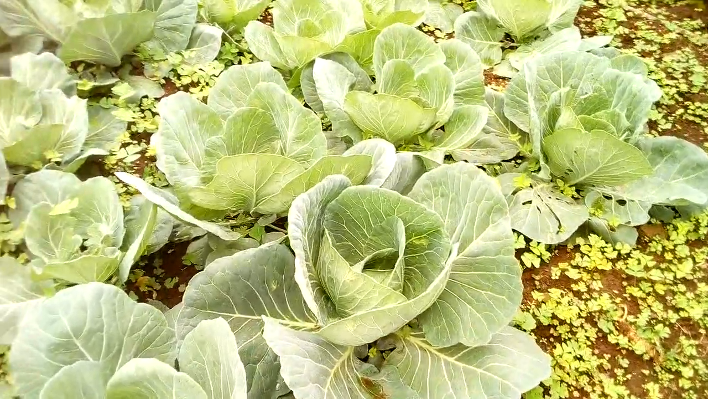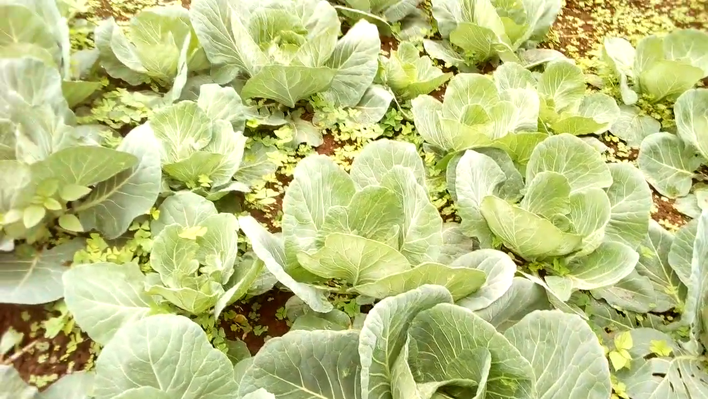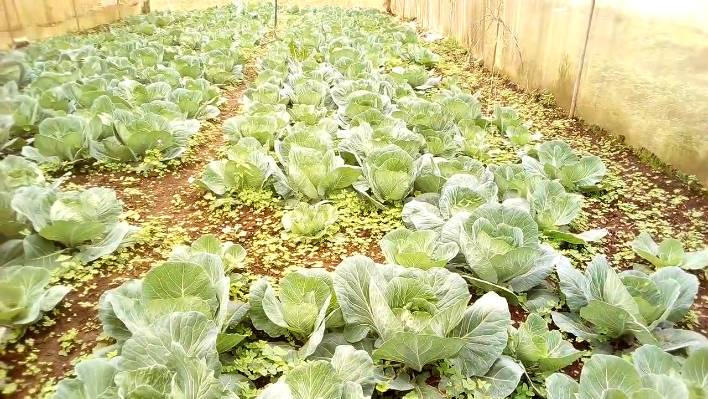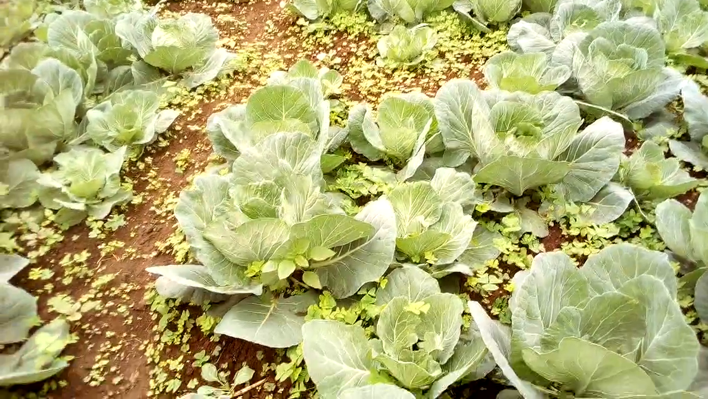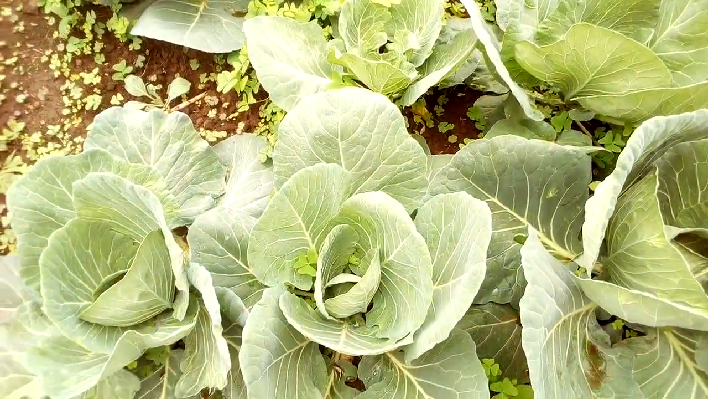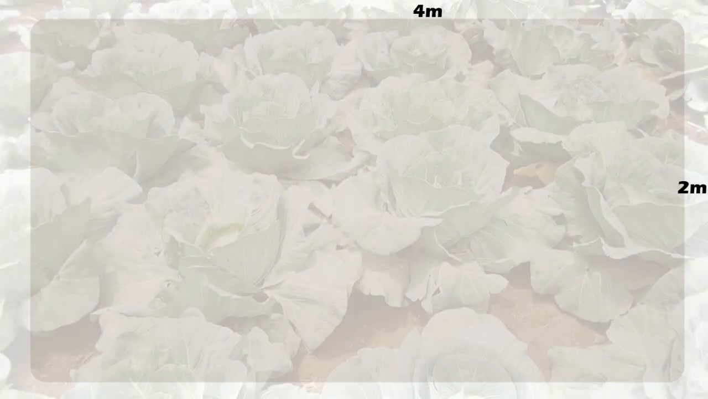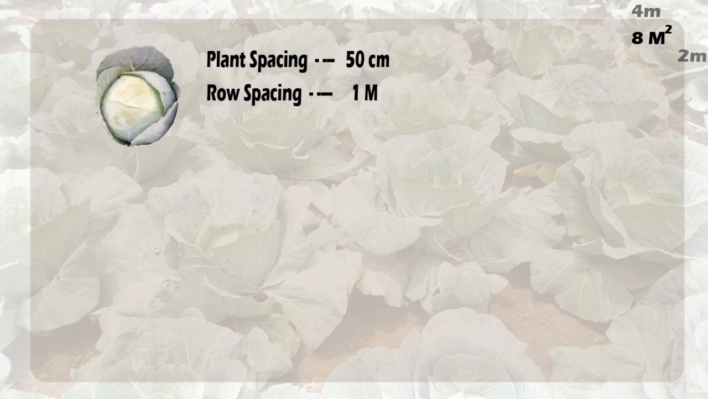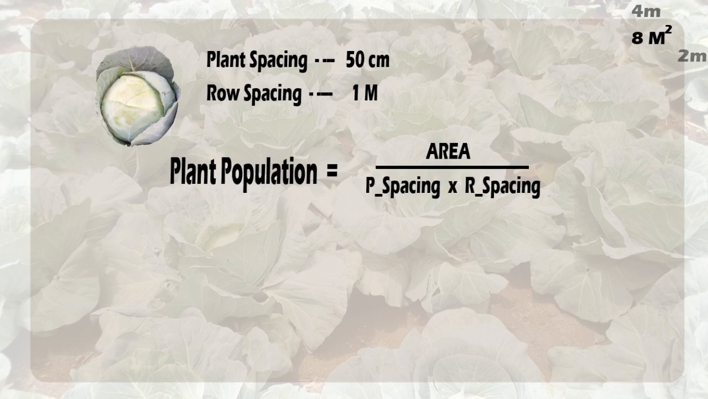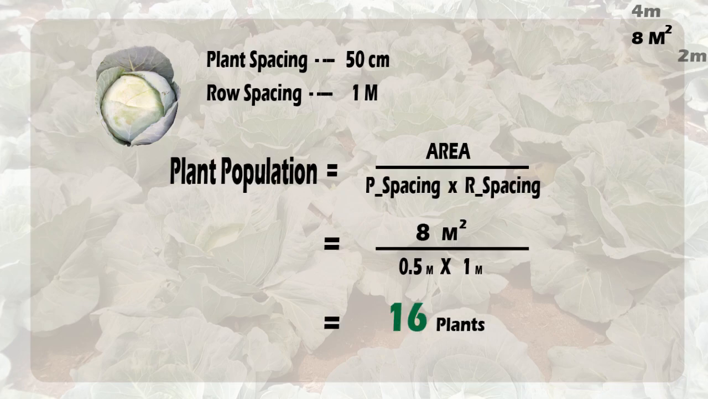Another example, which I hope will be more intuitive. I want to plant cabbage in a small plot of 4 by 2 meters. That's 8 meters square. I plan to use 50 centimeters within the plants and 1 meter between the rows. If I use the standard formula, I will get that 16 plants will fit in that area.